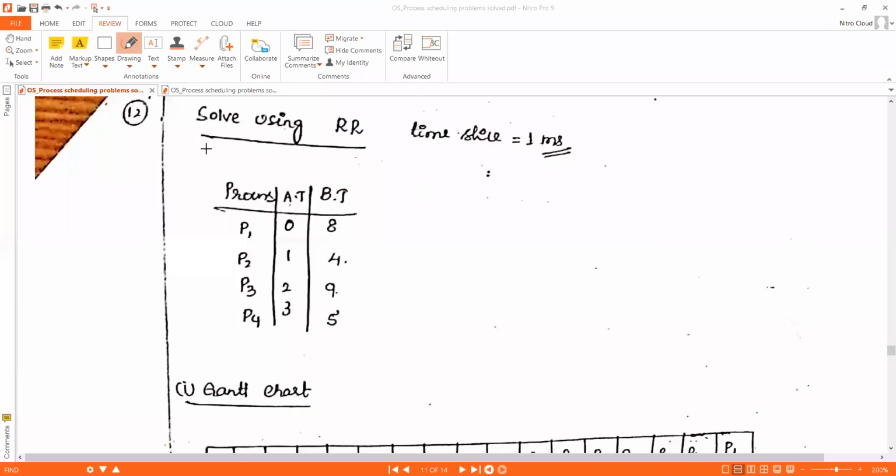Okay, here the problem is to solve using the round robin scheduling algorithm. RR scheduling, and here the time slice is given as 1 millisecond. What does that mean? A 1 millisecond time slice means that after a process executes for 1 millisecond, the CPU will be shifted to another process.